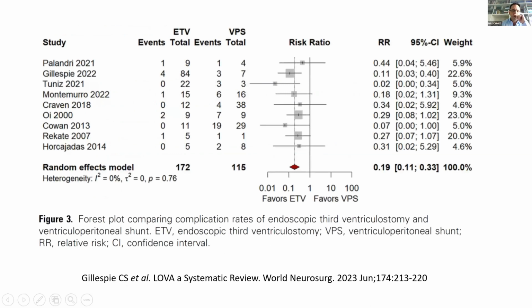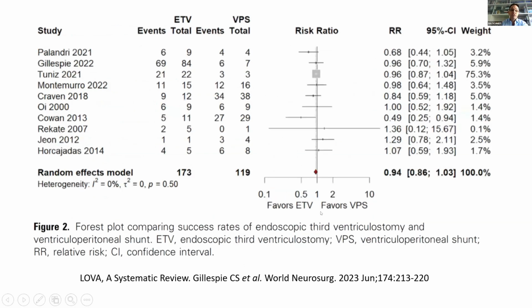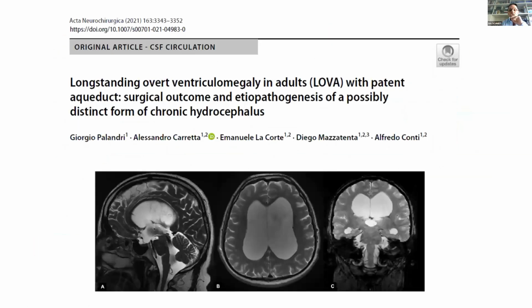This is very good. A systematic review also clearly showed that the complication rate of the treatment of LOVA is lower with ETV, but the success rate is rather similar when comparing ETV and VP or VA shunt. And when we face this condition, even with a patent aqueduct, how can we deal with those patients? How can we sort of try to sort it out?